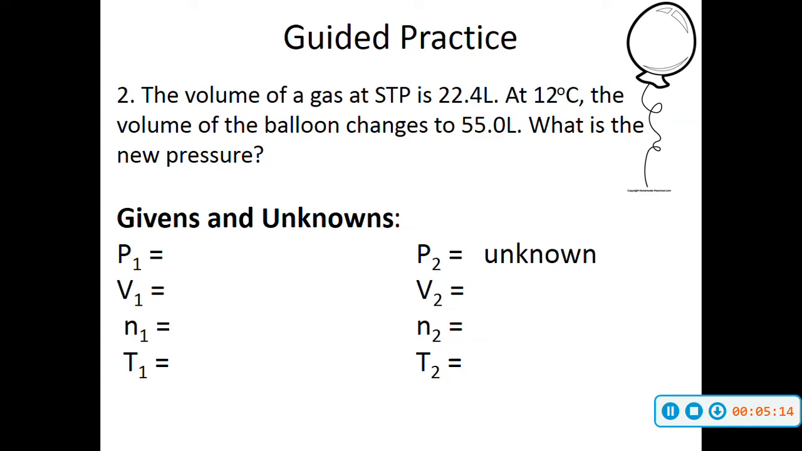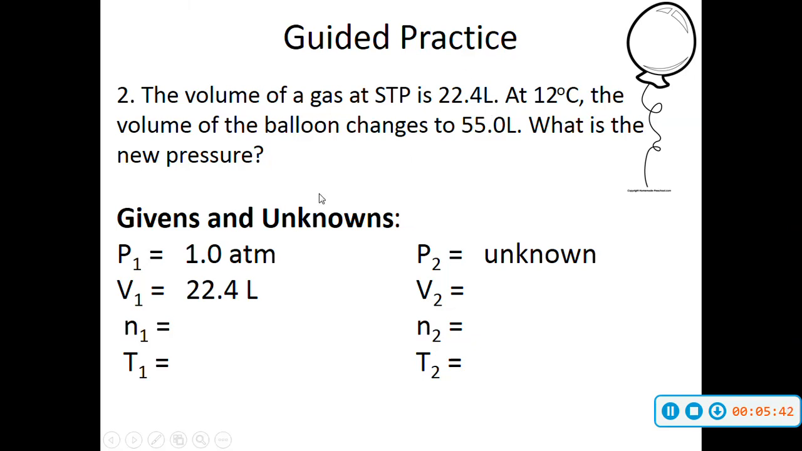Again, let's take a look at what our givens and our unknowns are. Our initial pressure is going to be 1 atmosphere. Where did I get that? Remember, STP is technically 2 variables: standard temperature and pressure. Standard pressure is 1 atmosphere, and that's where we're getting our value. V1 is going to be 22.4, it was given.